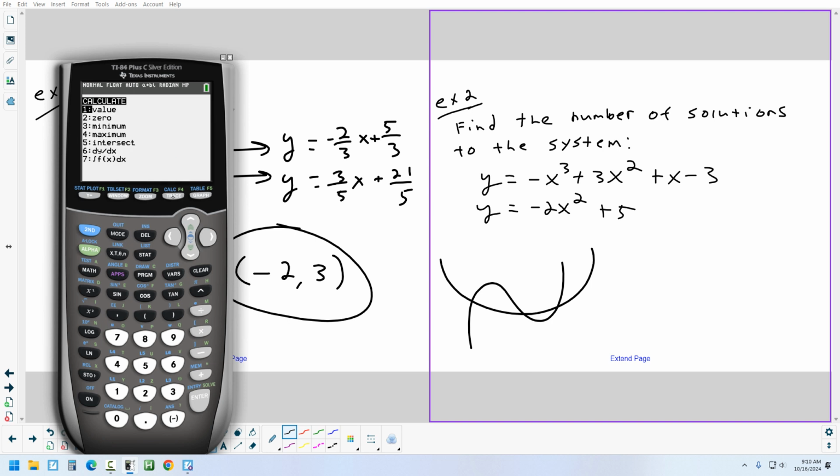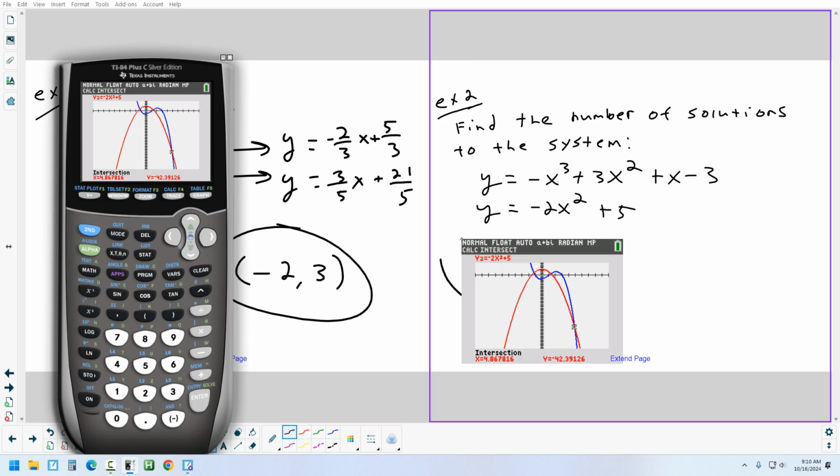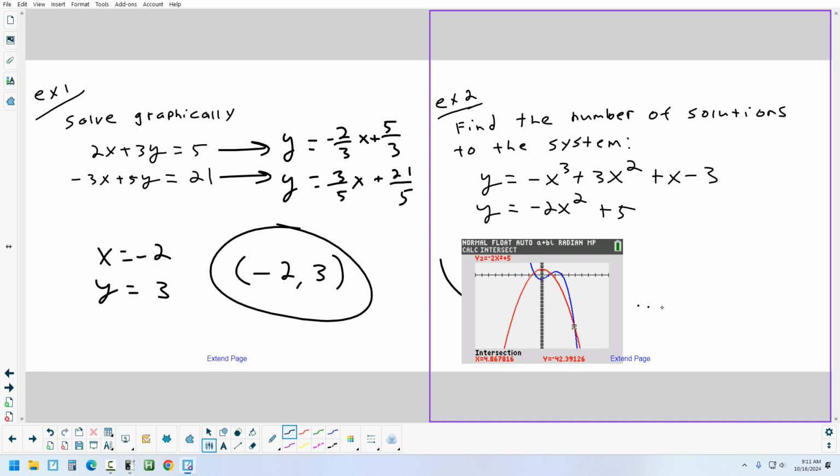So second calc, intersect. Pick a point on the blue and the red. Now, does the guess matter? Yes. Why does the guess matter? Because there's multiple. So if I want the one on the lower right, I need to put my guess close to that one. And that is 1 of my 3 answers. That's 4.87 for x and negative 42.39 for y. And there's 2 more that you would have to find as well.